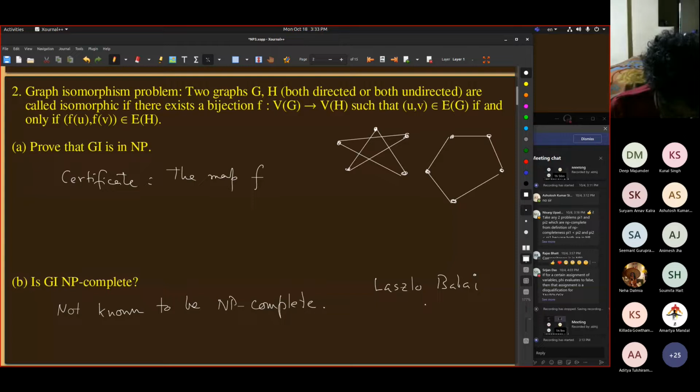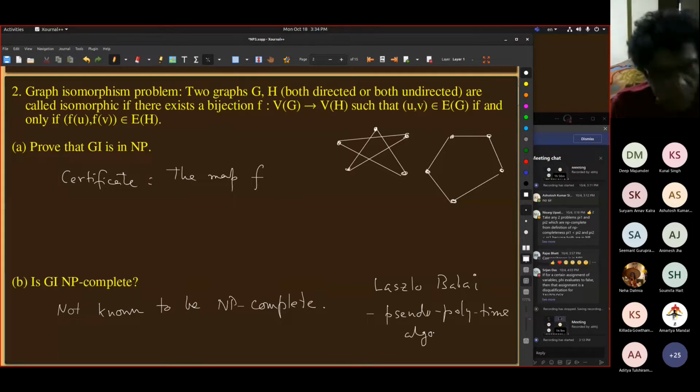Actually, this person proposed something like a pseudo polytime algorithm. It's not a fully polytime algorithm, but a pseudo polytime algorithm for this graph isomorphism problem, and it was proposed, as you mentioned, maybe in 2015. I do not know whether this is now universally accepted or there is some problem with the paper. Frankly speaking, I do not know.